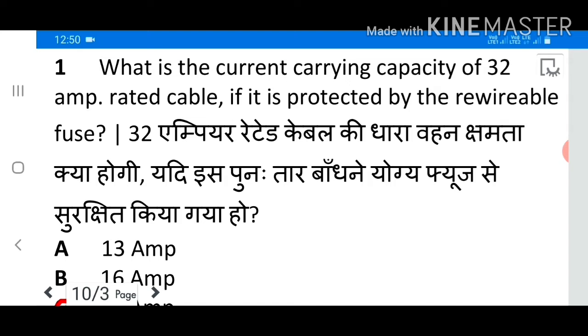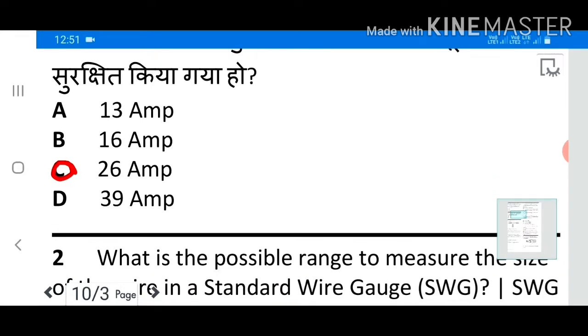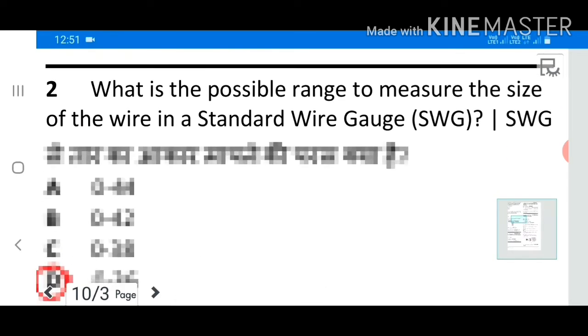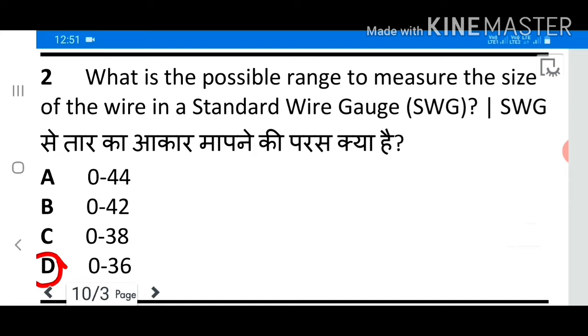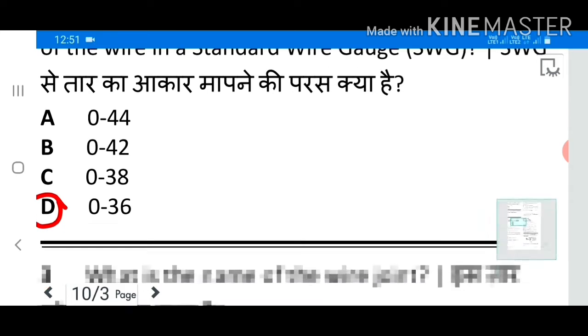Question number 1. What is the current carrying capacity of 32 ampere rated cable if it is protected by the rewirable fuse? Answer C. 26 ampere. 2. What is the possible range to measure the size of the wire in a standard wire gauge? Answer D. 0 to 36.